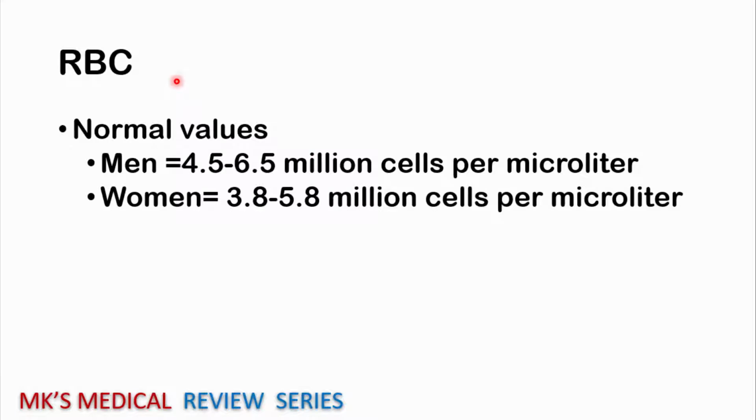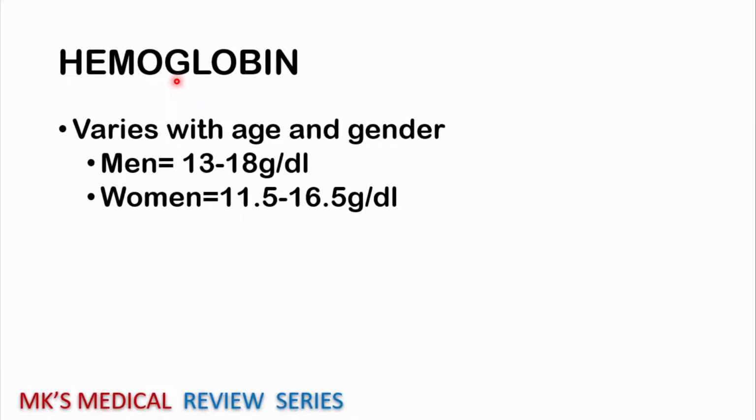In men, you have 4.5 to 6.5 million cells per microliter of blood. In women, you have 3.8 to 5.8 million cells per microliter. So if you have less than 4.5 in males, less than 3.8 in females, then you refer to that as anemia. Then hemoglobin varies according to age. It also varies according to gender, but generally in men, you are going to have a hemoglobin of 13 to 18. In women, you have a hemoglobin level of 11.5 to 16.5 grams per deciliter.